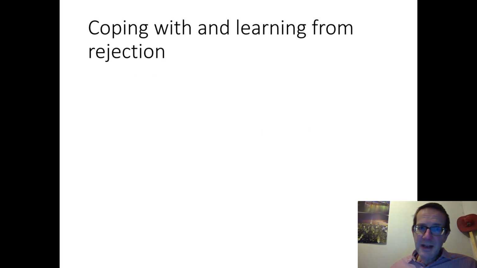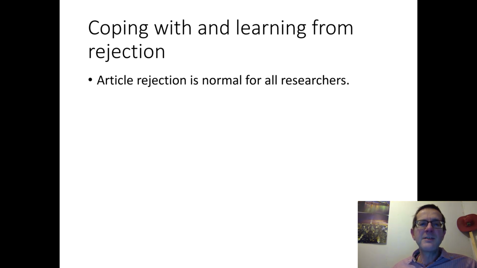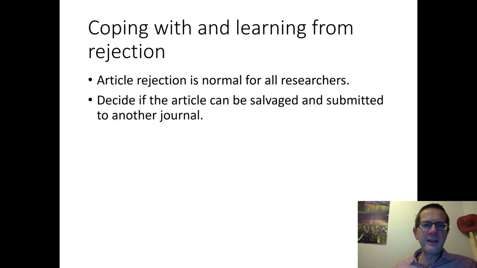So if things go badly and your paper gets rejected from a journal, what do you do? So first of all, just accept that that's normal for all researchers. We all get papers rejected. Well, maybe not everyone's had a paper rejected, but it is a common thing for nearly all researchers to have their papers rejected. I've had lots of papers rejected.